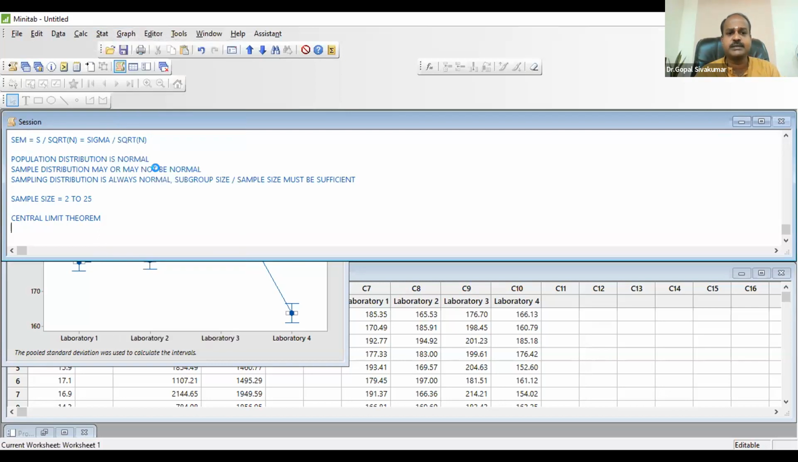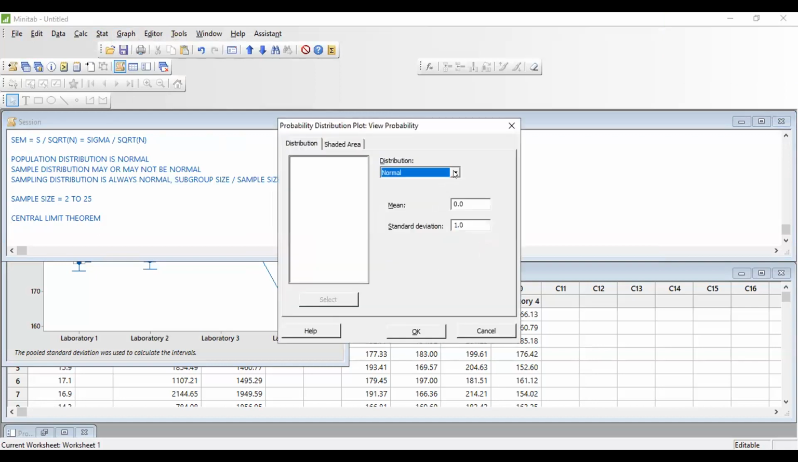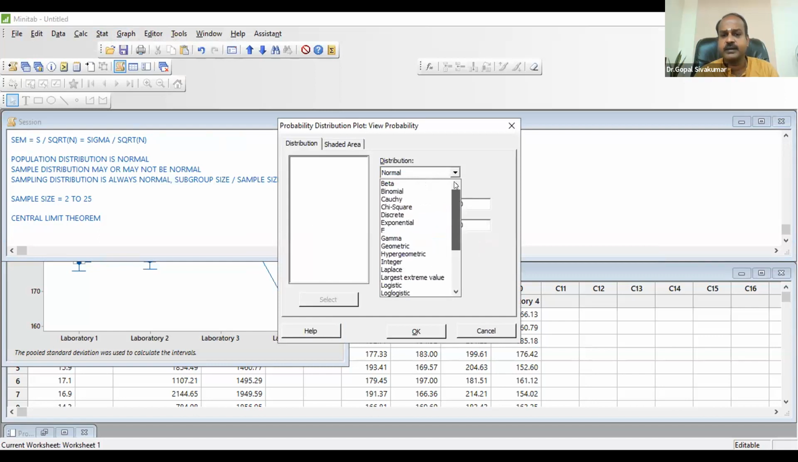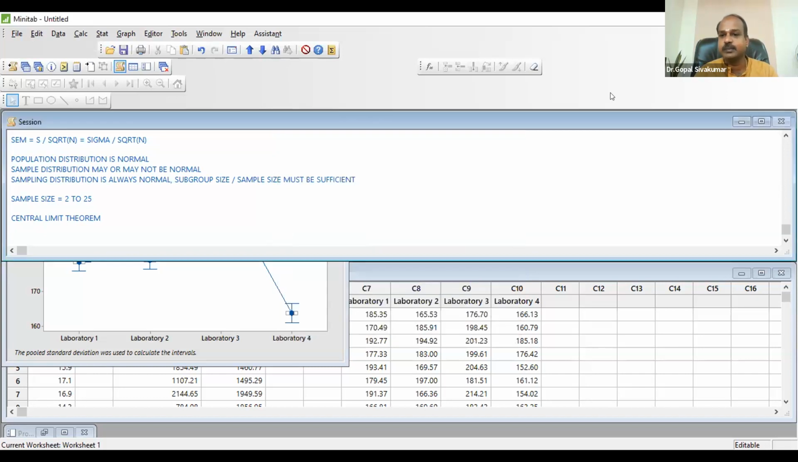See how many distributions are available. Graph, probability distribution plot, right? And now view probability. Okay. And now I have to choose the distribution. See how many distributions are available. Can you read it? Beta, binomial, Cauchy distribution, chi-square distribution, discrete distribution. Do you want to master all of this? Geometric, hypergeometric, integer, largest extreme value. Yeah, it is difficult. So it is better to work with sampling distribution.